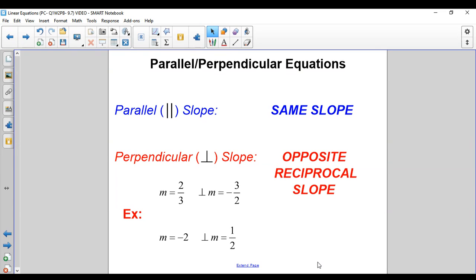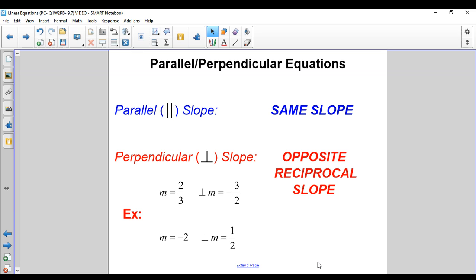But we're going to focus on some new wording and how to tackle those. So we're focusing on the parallel and perpendicular slopes that I mentioned in the last video. I have my examples there still. So moving forward, let's check out what we have.